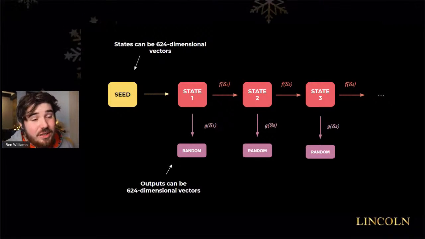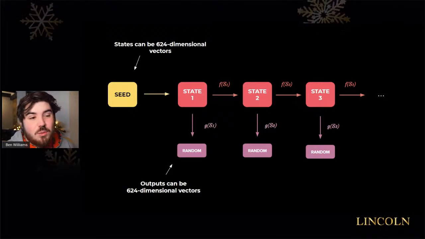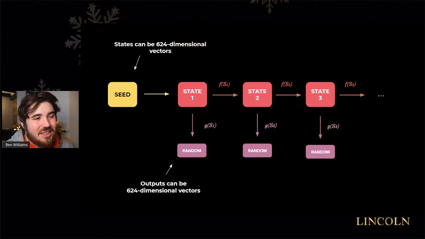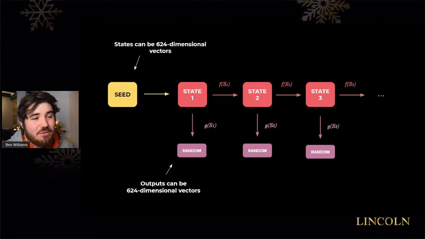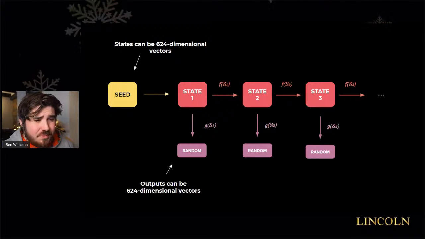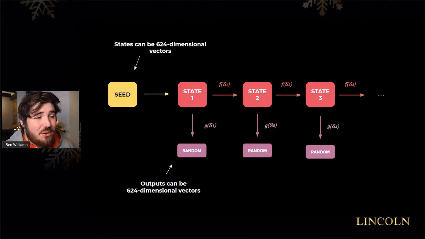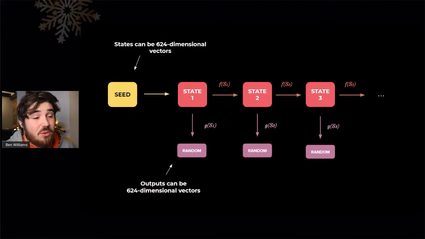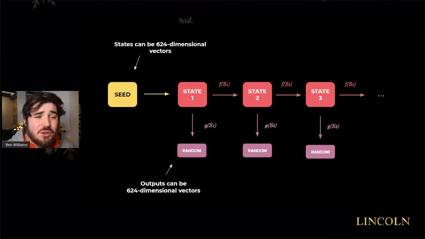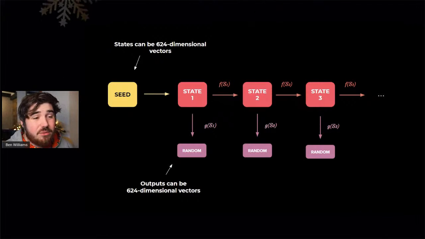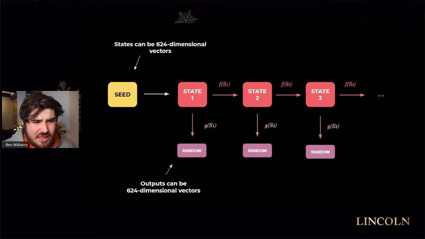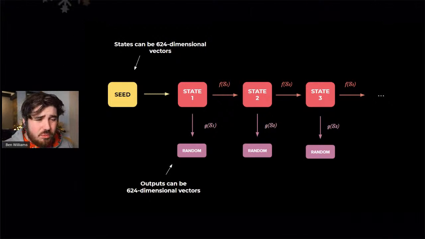The biggest difference here, however, is the actual state. So the state isn't just one number. It can be up to a 624 dimensional vector. And if vector is quite confusing, you can just think of this as an array of numbers. So states can be 624 dimensional, and outputs can also be 624 dimensional. So we're not just talking about one number here, we're actually talking about arrays of numbers. But yeah, that's the two main differences, that we have two functions instead of one. So we have f, which is twisting the state from one to another, and we have g, which is kind of taking the state and tempering this to give us a random output.